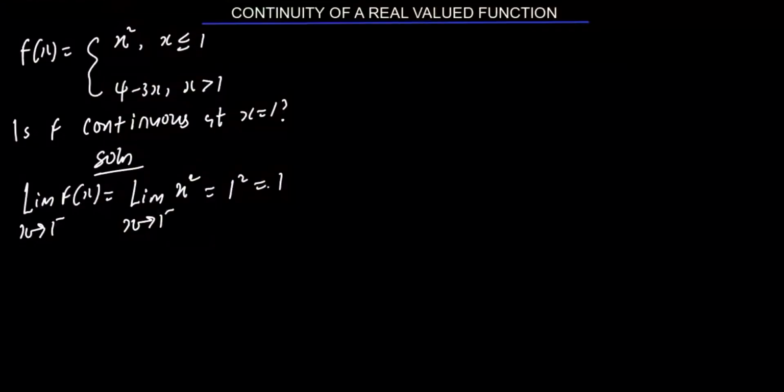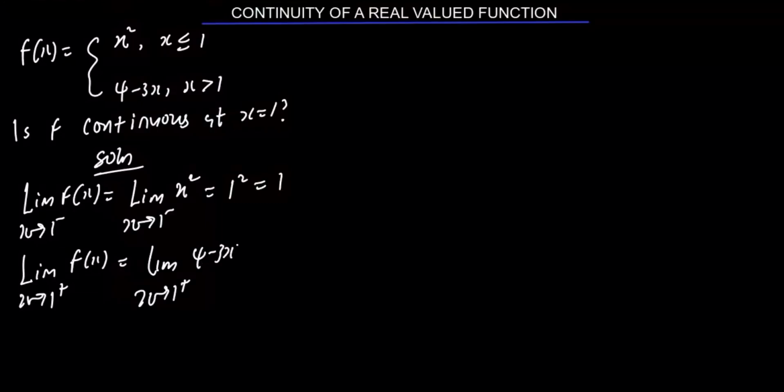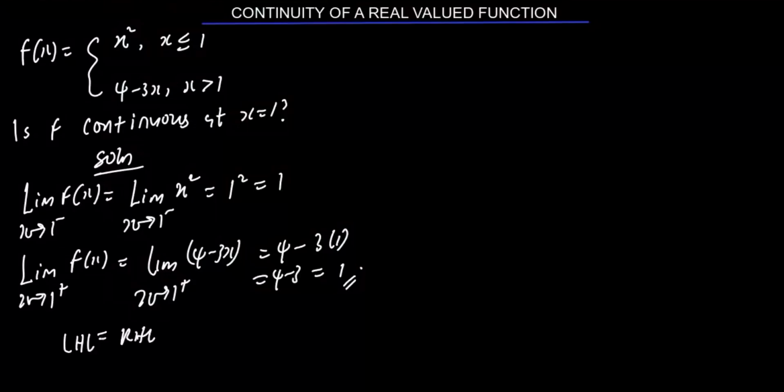I've gotten that. Next one, let's look at the limit as x approaches 1 from the right of f of x. Remember, if x approaches 1 from the right, I'm looking at values of x greater than 1. And here we have greater than 1. So the function there is 4 minus 3x. So what do we have? If I direct substitute, 3 times 1, that's 4 minus 3, and that's equal to 1. So left-hand limit is equal to the right-hand limit. So the first condition is satisfied.